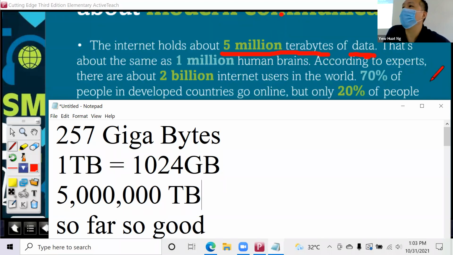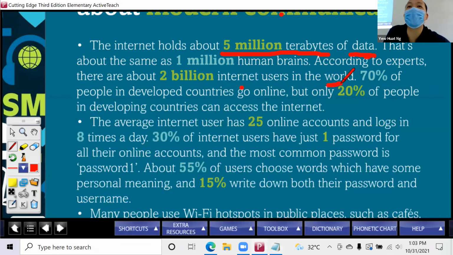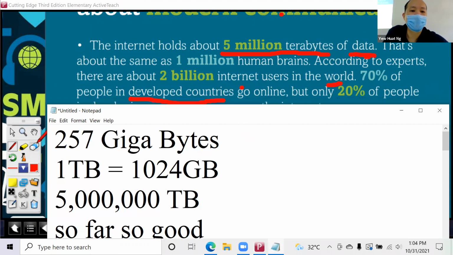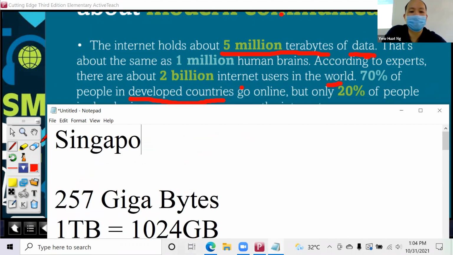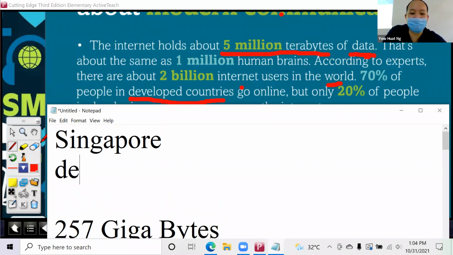According to experts, there are about 2 billion internet users in the world. By now, there should be even more, because this was in 2013, right? 70% of people in developed countries go online. Developed countries. Example of a developed country? Singapore. Very good. Okay. Malaysia? Malaysia is not developed, but it's developing. China?